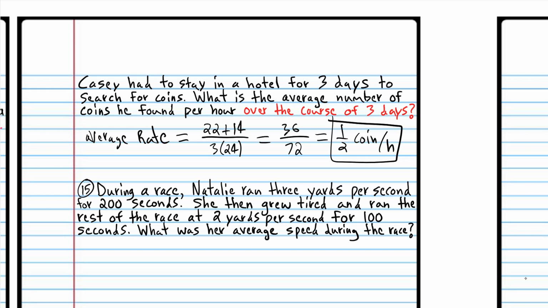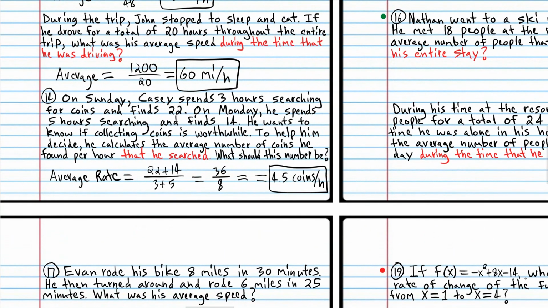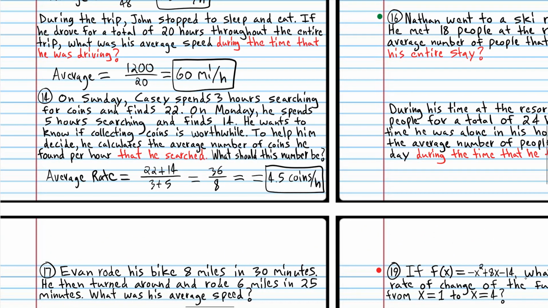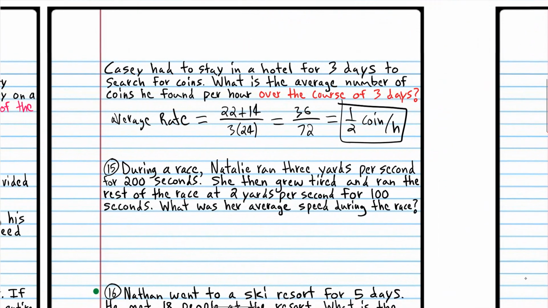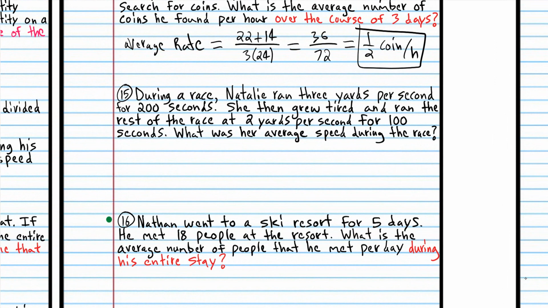So is it worth it for Casey to go looking for these coins? Well, obviously it depends on the value of the coin, and only he can know that. But you see that these two rates are very different. The average rate for the time that he was looking for coins was 4.5 coins per hour, but the average rate over the course of his entire stay at this location was only 1/2 coin per hour. So again, the whole point of showing you this is that calculating an average value really depends on the variables that you're given, and unfortunately in many of these problems you're not really given a clear description of what is even happening in the problem, so you have to be careful.